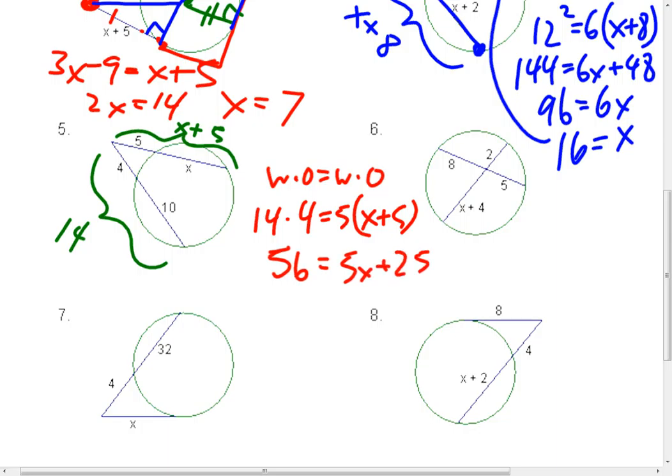56 equals 5x plus 25. Is that right? Is that 31? What's 31 divided by 5? 6.2. Is that exact? Okay. 6.2.